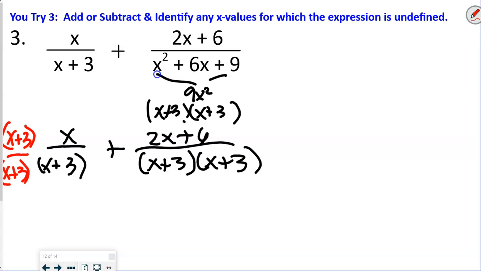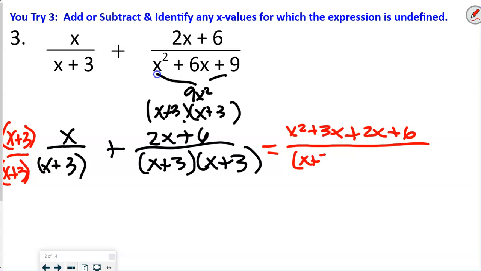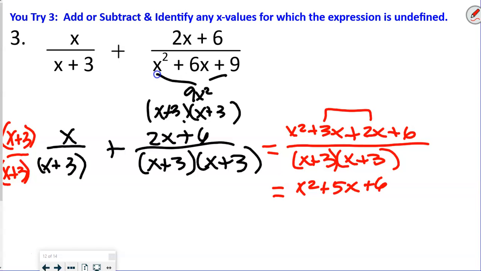So that's going to give us x squared plus 3x plus 2x plus 6 over our common denominator, right? Which is going to be x plus 3, x plus 3. Okay? So again, we're going to combine our like terms right there. So this is going to be x squared plus 5x plus 6 over x plus 3, x plus 3.